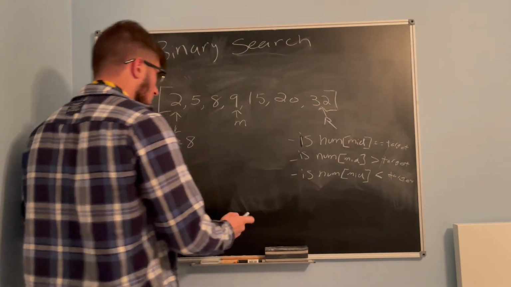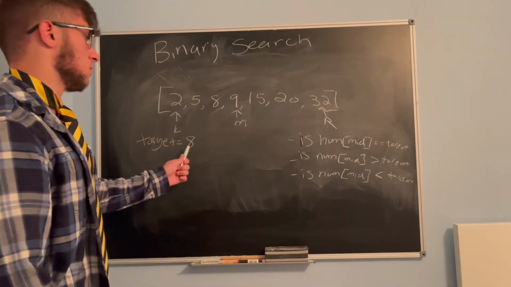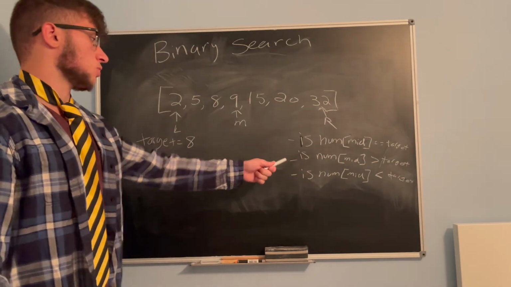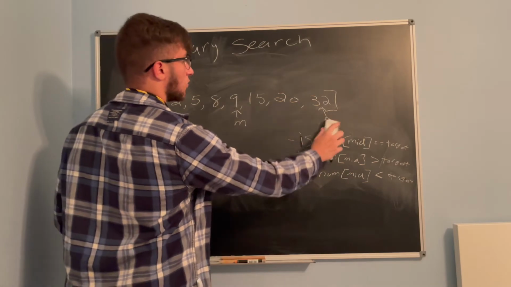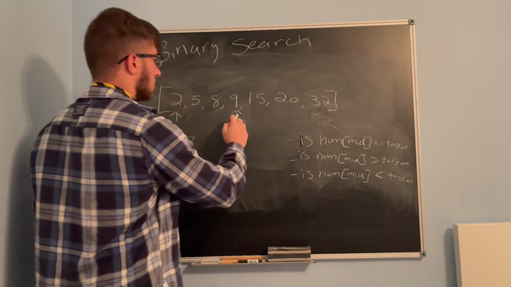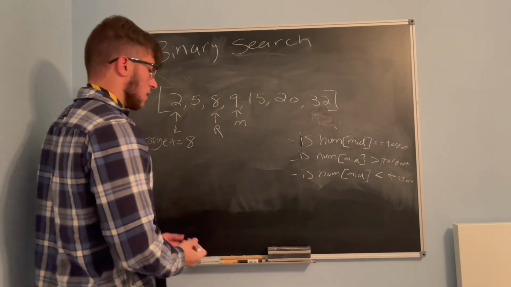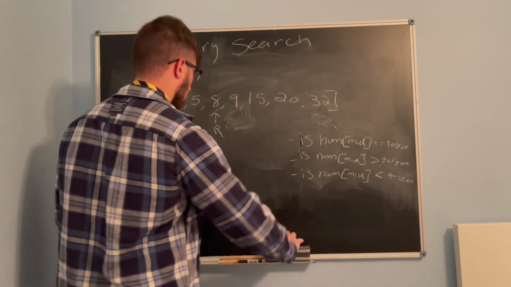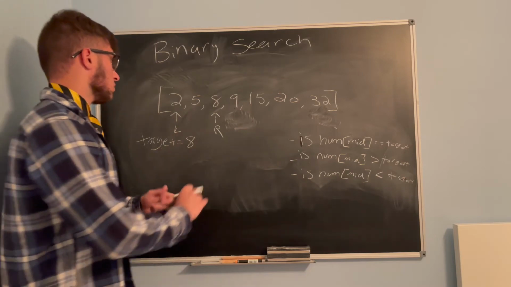So we ask the first question, is 9 our target of 8? No, it's not. Is 9 greater than the target? Well, that's true. So when this is true, what we do is we relocate the right pointer. And the right pointer is going to be relocated to the middle pointer minus 1. So the right pointer will be located right here now. And then we recalculate the mid pointer. And the mid pointer will be the median between our new right and our left, which would be right here.